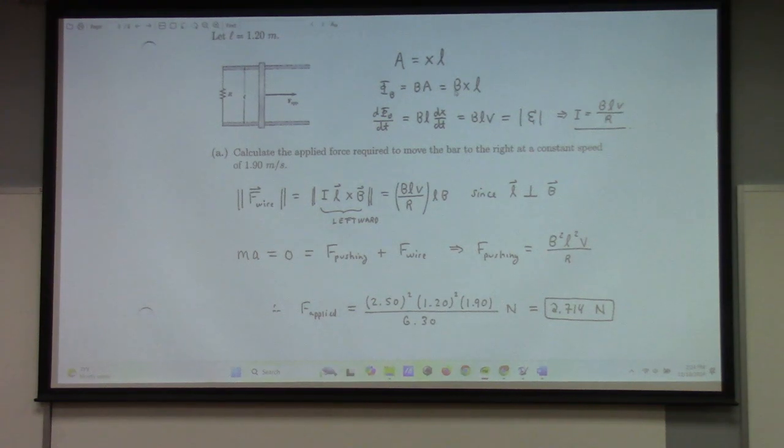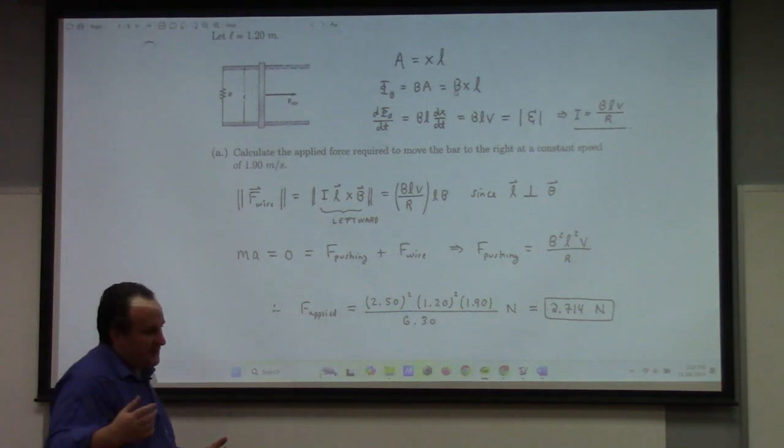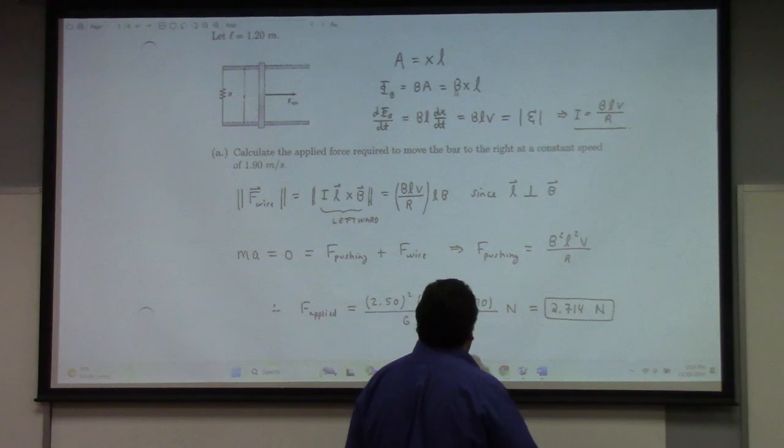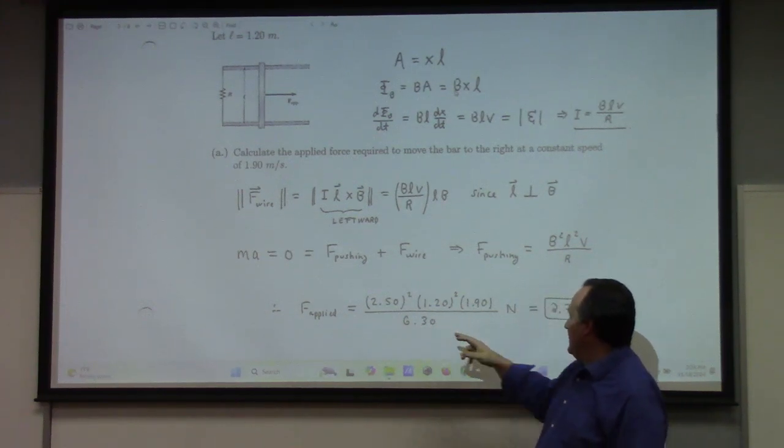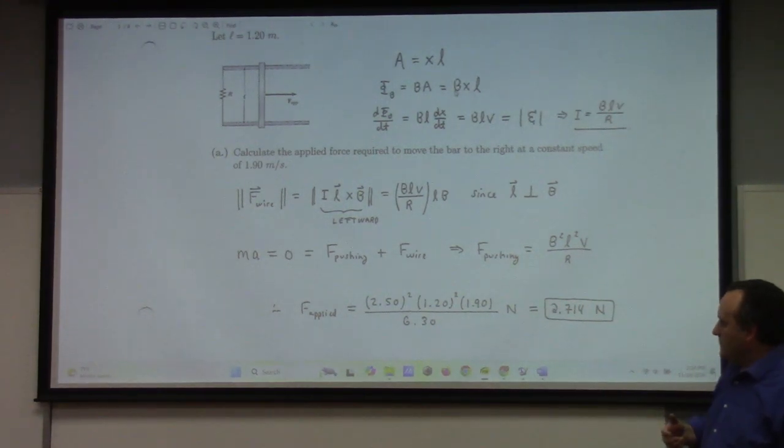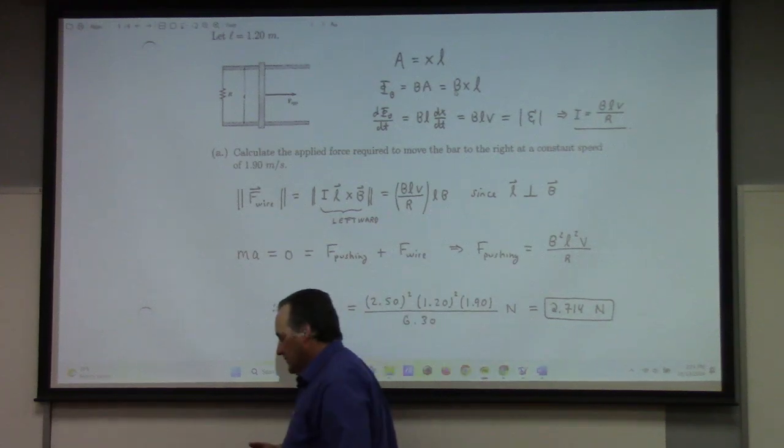Sorry, all these problems have really boring cross products. I'll find one that's more interesting for the test, don't worry. Because you do need to know cross products. They're not always perpendicular, you know. It doesn't have to always work out like that, but it seems to keep working out that way for these problems. B squared L squared v divided by R. So you got your 2.74 newtons.